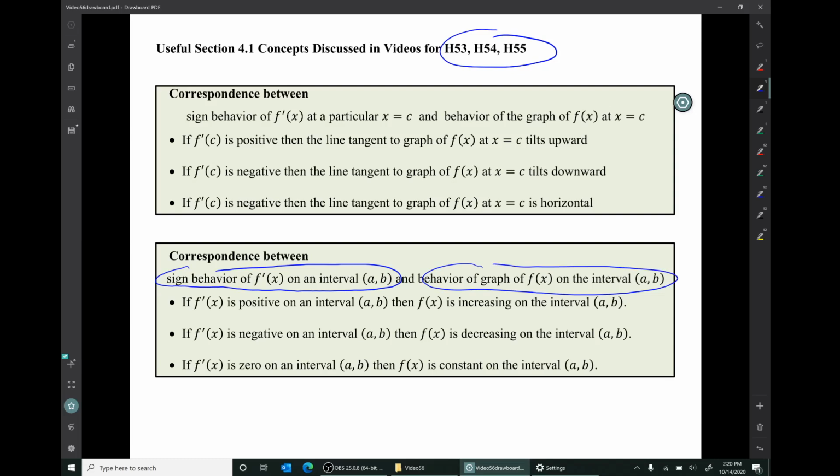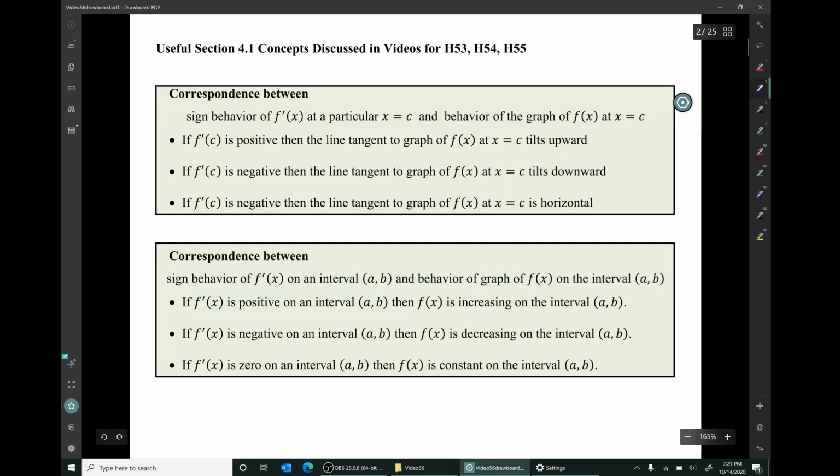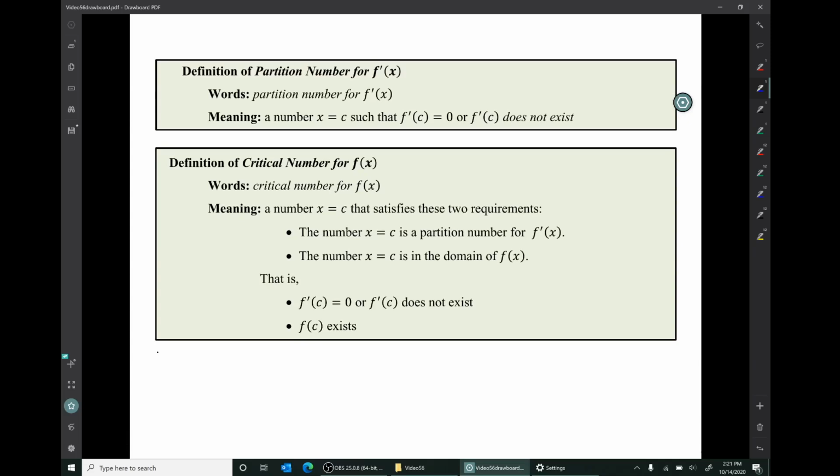The idea is that if f prime is known to be positive on a whole interval, then f of x is going to be increasing on that whole interval. We introduced the notion of a partition number for f prime. A partition number for f prime of x is a number x equals c, so it's an x value that has the property that either f prime parentheses c is 0 or f prime parentheses c does not exist.